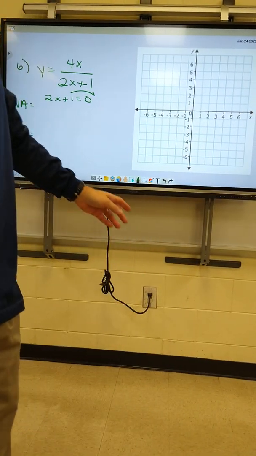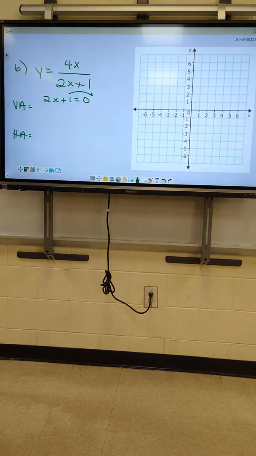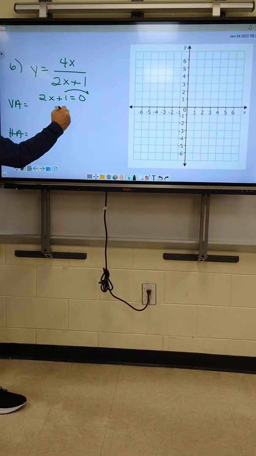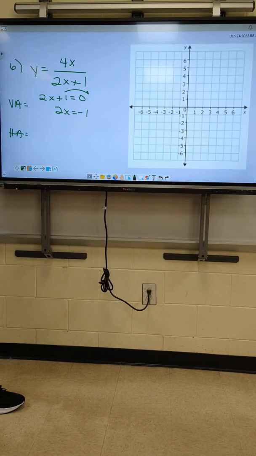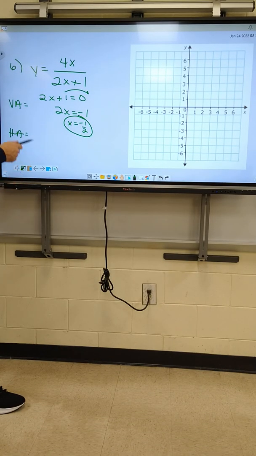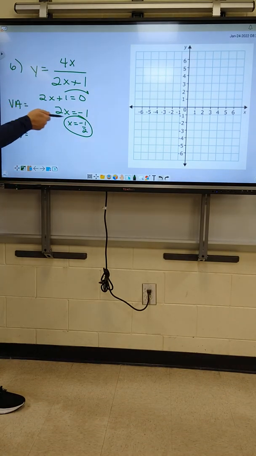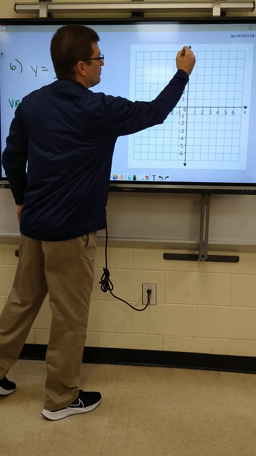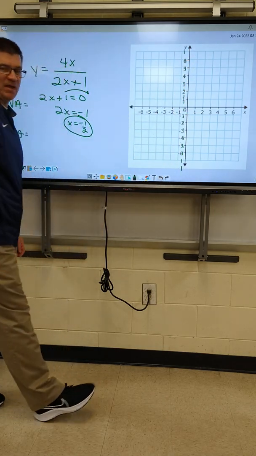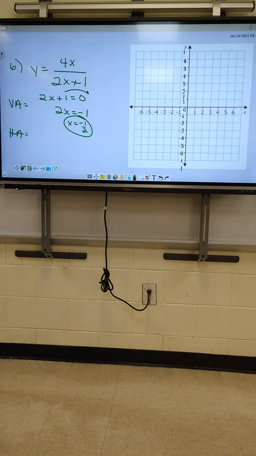Hey, make sure you can see the screen. All right, so I got -1. Now what do we do? Divide by 2. So I got -1/2 or -0.5. You have to draw a vertical line at -1/2, right here. That's in between 0 and -1. Everybody draw a vertical line in between 0 and -1 with a color.